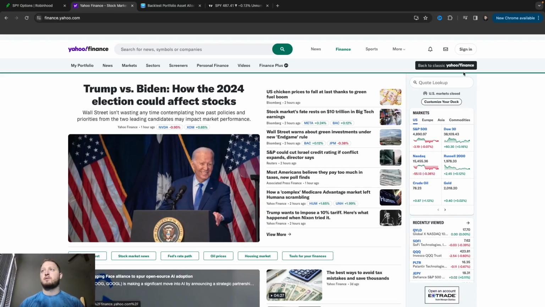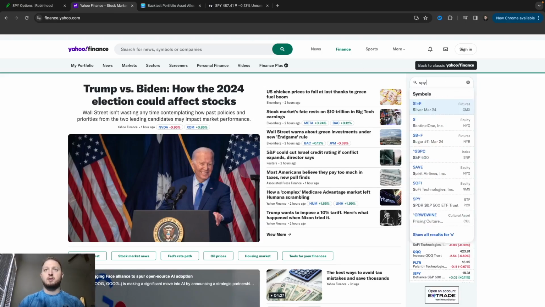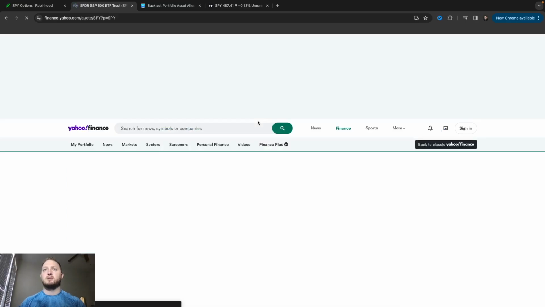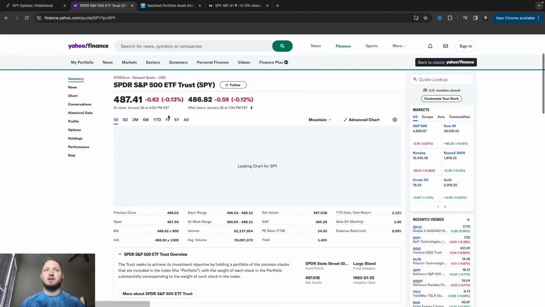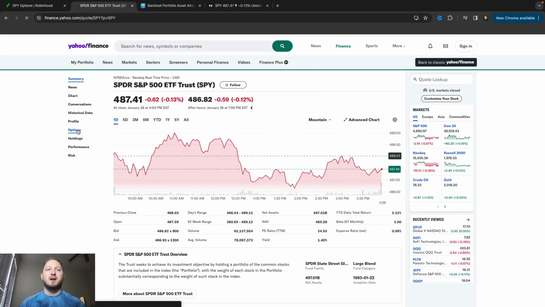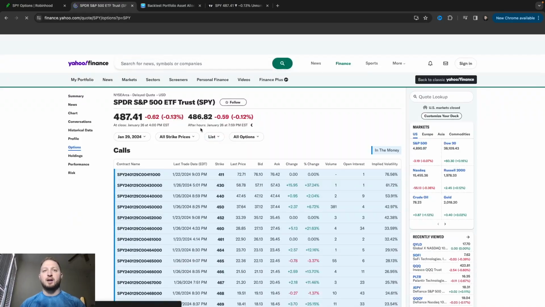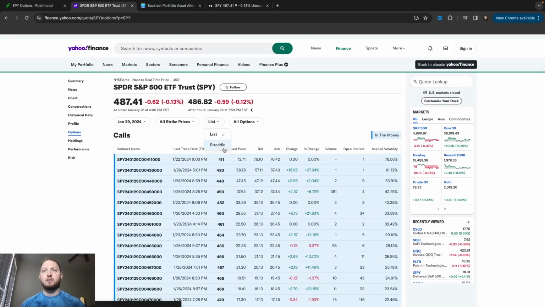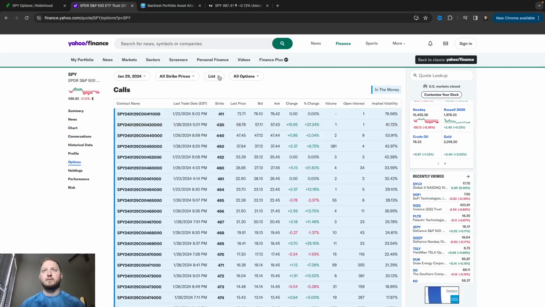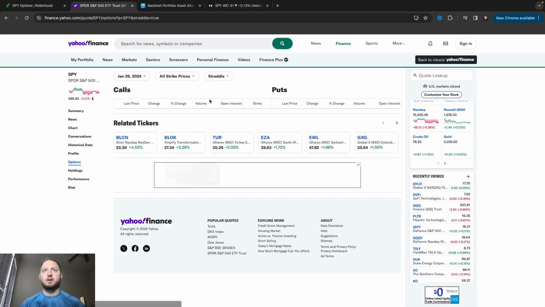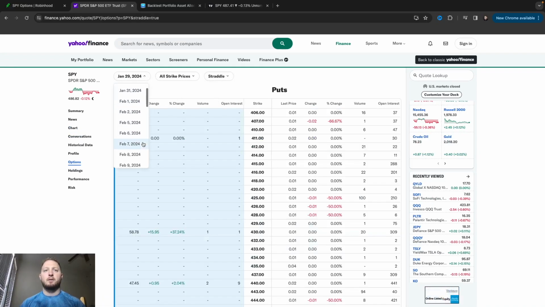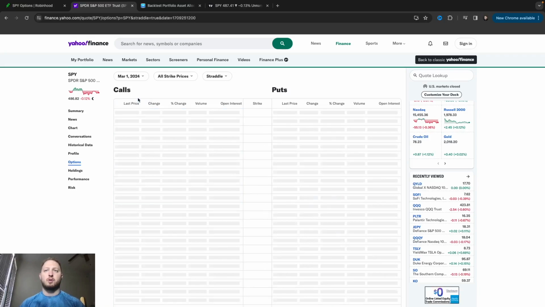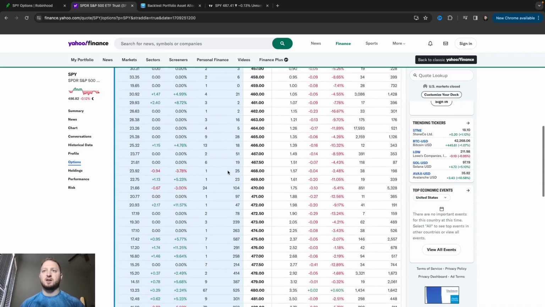Let's see if we can go to Yahoo Finance really fast, because they do these as well. You guys can see the chains on it. I've seen that they're usually delayed a little bit and look a little different. So we want to straddle these. There we go. I want to go out here at least. Let's just go March 1st, and you guys can see the differences.